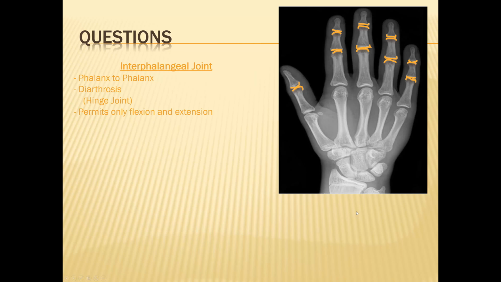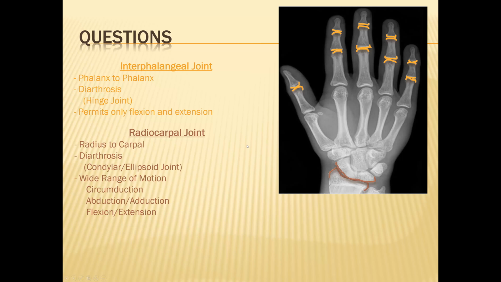The next one is an interphalangeal joint. So this is between each of your phalanges, so phalanx to phalanx. So in the thumb, we only have one, so it's between the distal phalanx and the proximal phalanx. And your other 4 fingers, you have 2. So you've got one between the distal phalanx and the middle phalanx, and one between the middle phalanx and the proximal phalanx. So a total of 9 different interphalangeal joints. These are all synovial joints or diarthroses. Specifically, these are all hinge joints. Remember, a hinge only allows movement in one direction, so these permit only flexion and extension. So these are all the little small knuckles of your fingers.